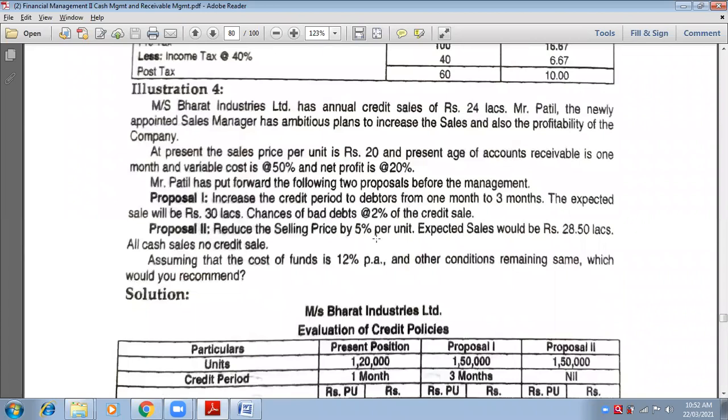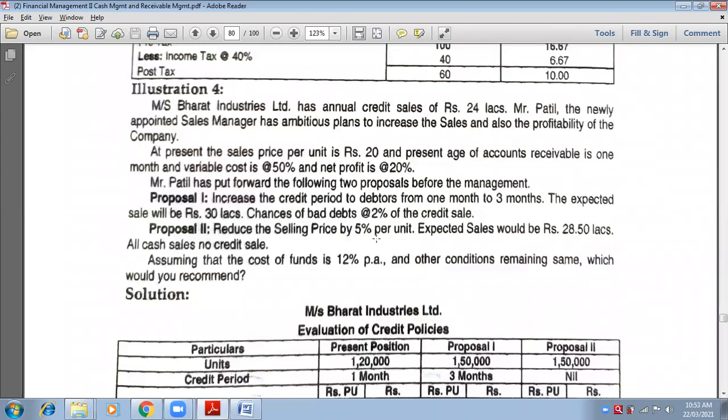Sum number 4. Messrs Bharat Industries Limited has annual credit sales of 24 lakhs. So this is present policy. Credit sales is rupees 24 lakhs. Mr. Patel, the newly appointed sales manager, has an ambitious plan to increase the sales. Now he wants to increase the sales and also the profit of the company. At present, the selling price is rupees 20 per unit, and present age of the account receivable is 1 month. Means you are giving credit period of 1 month to all the customers.